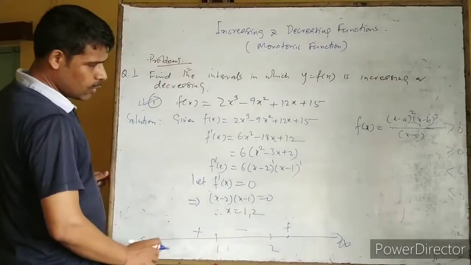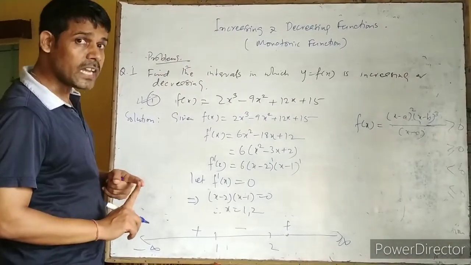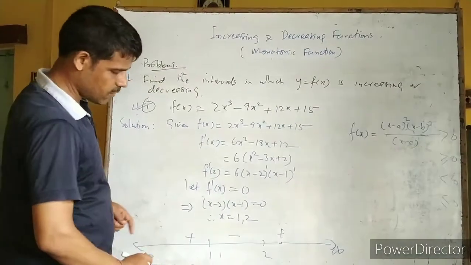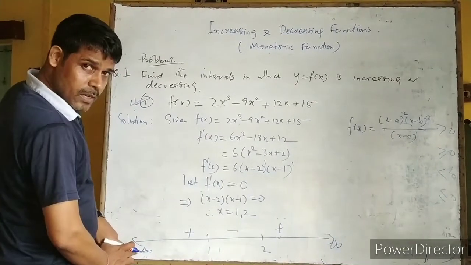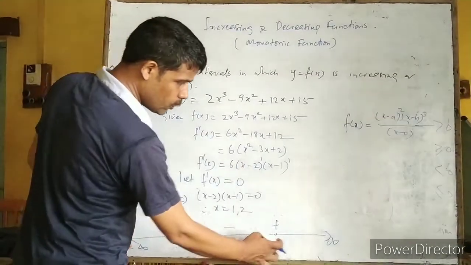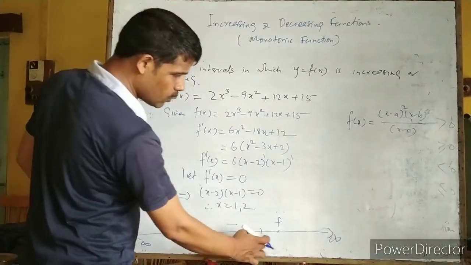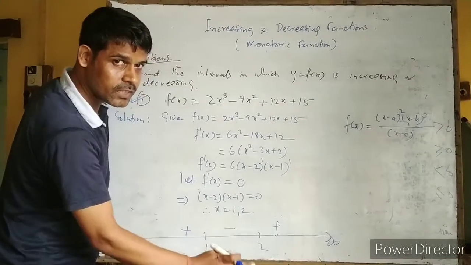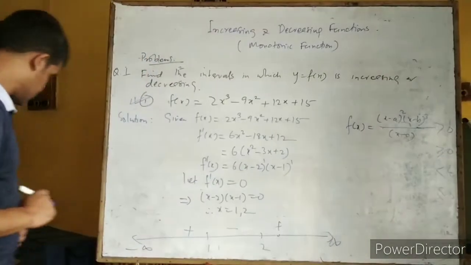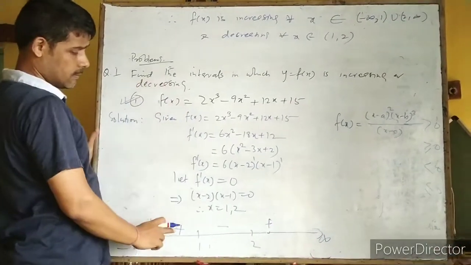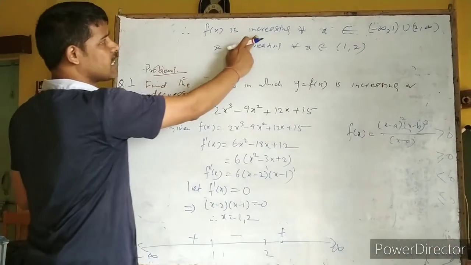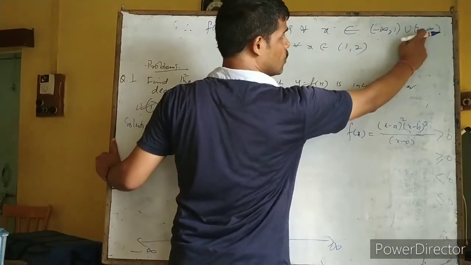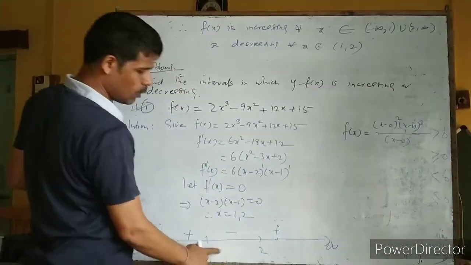Now, looking into this, we can say in which interval this function is increasing and in which interval it is decreasing. From minus infinity to 1 union 2 to infinity, the function is increasing, and in the interval 1 to 2 the function is decreasing. So we can say f(x) is increasing for all x in the interval minus infinity to 1, or 2 to infinity, and decreasing in this interval, because this has a negative sign.